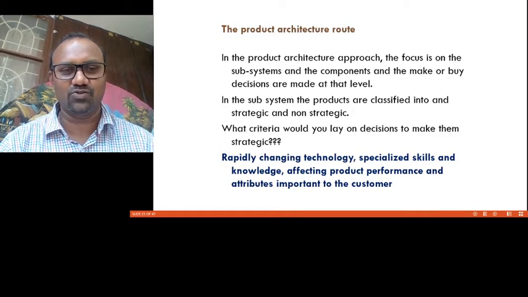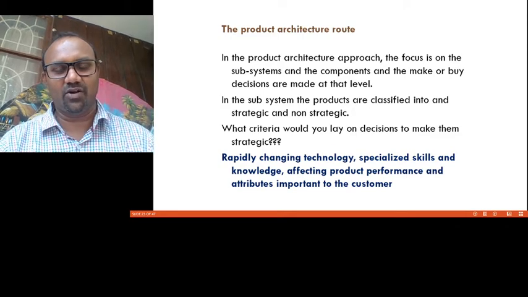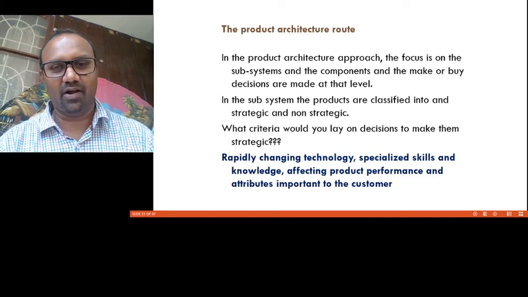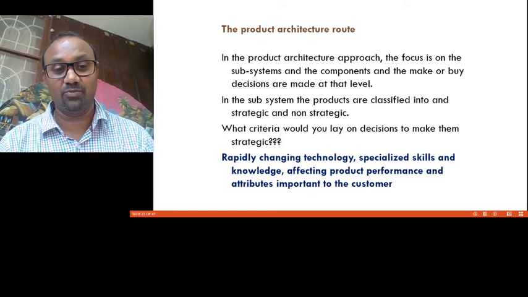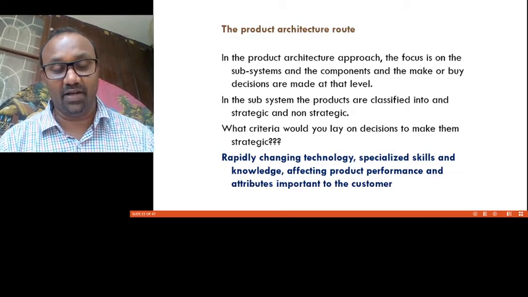The previous one, the business route, was mostly for service oriented firms, where 30% of the component was just the production and 70% was services. But in the product architecture route, it will be 70% production and 30% services. So these are mostly for product oriented firms, mostly for B2B kind of organizations.